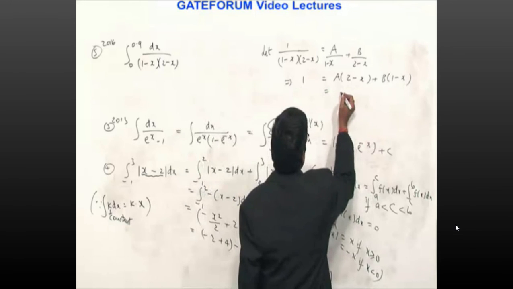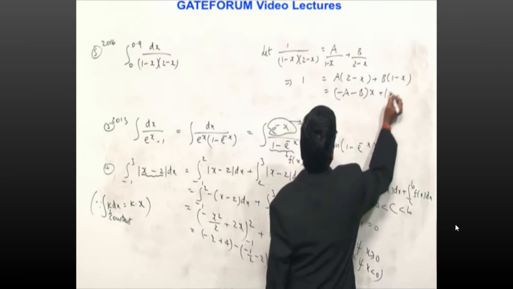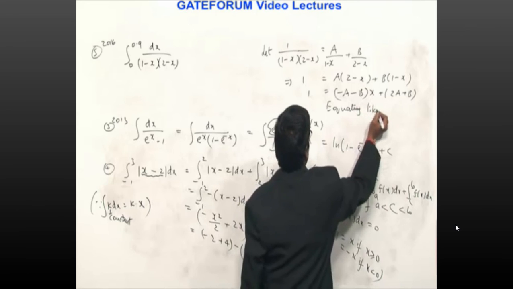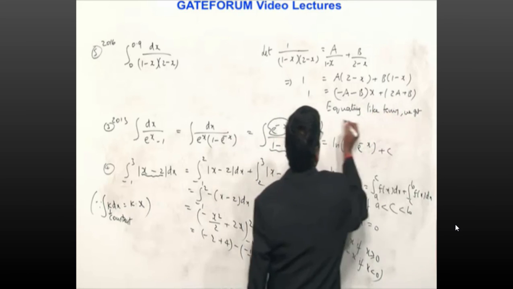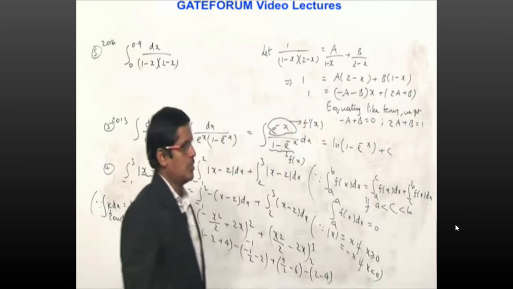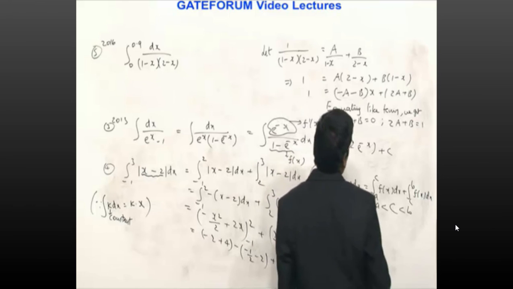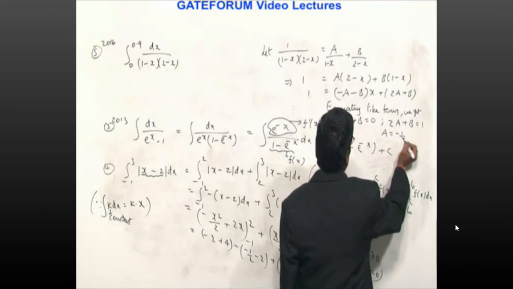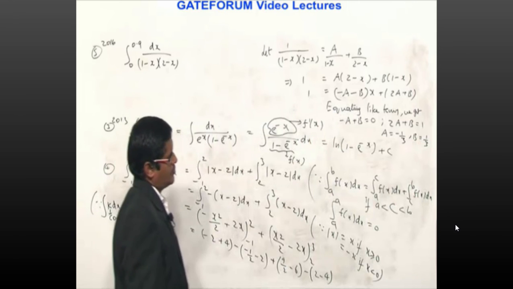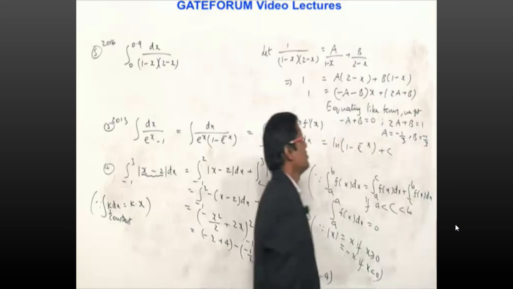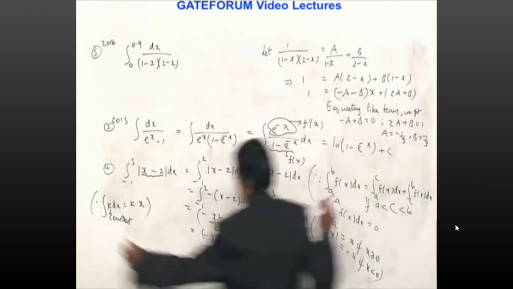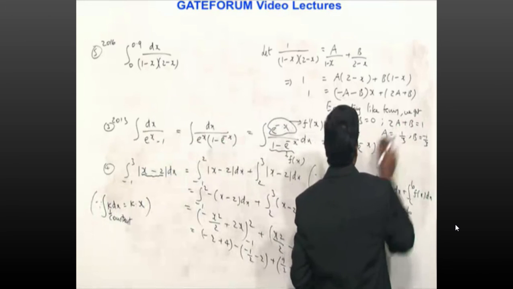So then take x common here: minus A minus B into x, and 2A plus B. Equating like terms, we get minus A plus B is equal to 0, 2A plus B is equal to 1. So A is equal to 1 by 3, and B is also 1 by 3.